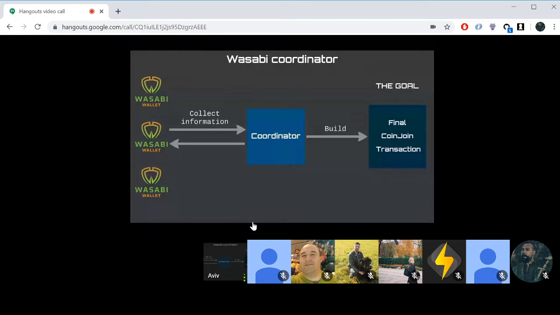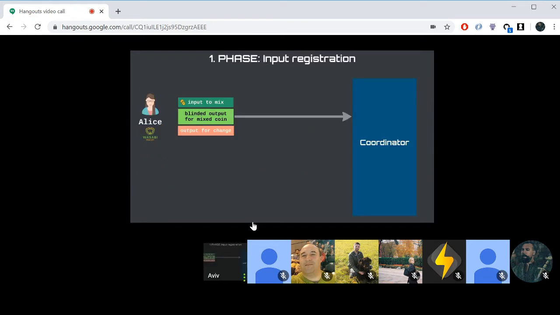So here we go. So the coordinator here is interacting with a set of ZeroLink wallets, and the goal is to build this final CoinJoin transaction, right? But we also want to make sure that the wallets don't reveal to the coordinator, at a minimum, the output that is anonymous, because otherwise it's not really anonymous. So this is broken down into phases.